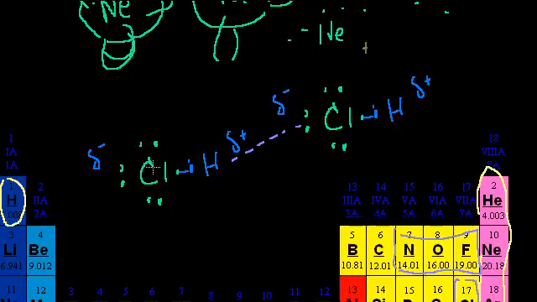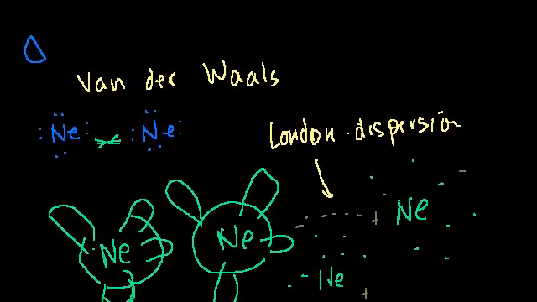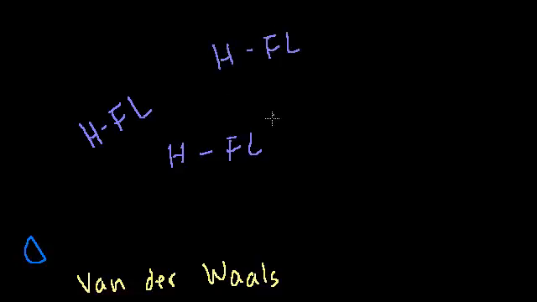Now, when you get even more electronegative, when you're dealing with nitrogen, oxygen, and fluorine, you get to a special case of dipole-dipole interactions, and that's the hydrogen bond. So it's really the same thing. If you have a bunch of hydrogen fluorides around the place, I'll write hydrogen fluoride here.